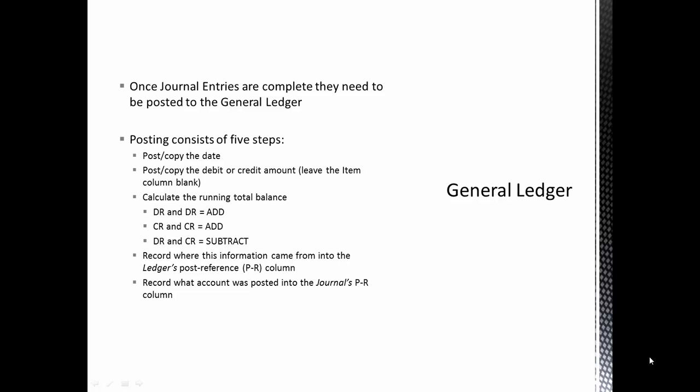So now what do we need to do? We need to then post those journal entries to the general ledger. Posting consists of 5 steps. We have to post or copy the date onto the particular account that we're posting to. We then post or copy the debit or the credit amount, whichever it is in the journal entry. Then we calculate the running total balance, and we use our rule of thumb: debit and debit is add, credit and credit is add, and debit and credit is subtract.